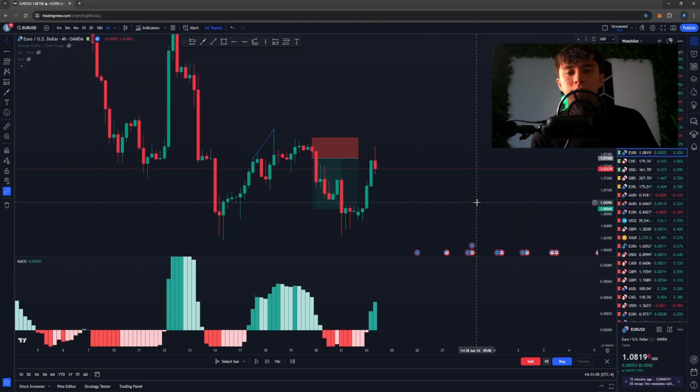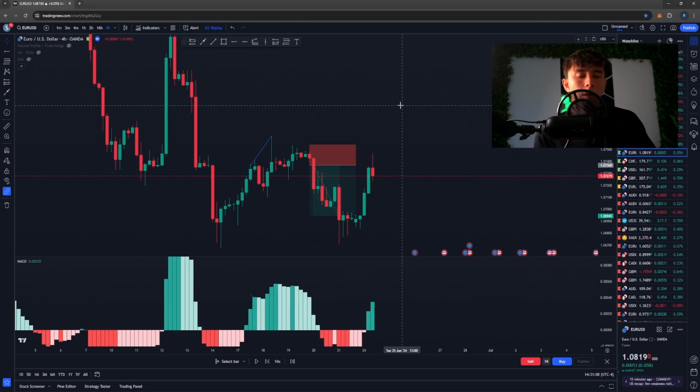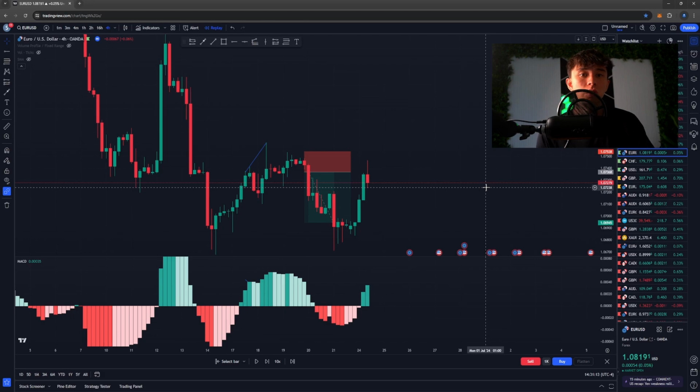So as you can see, the MACD is a very useful indicator that honestly will change your trading game. If you haven't used an MACD, I would highly recommend starting to use it.